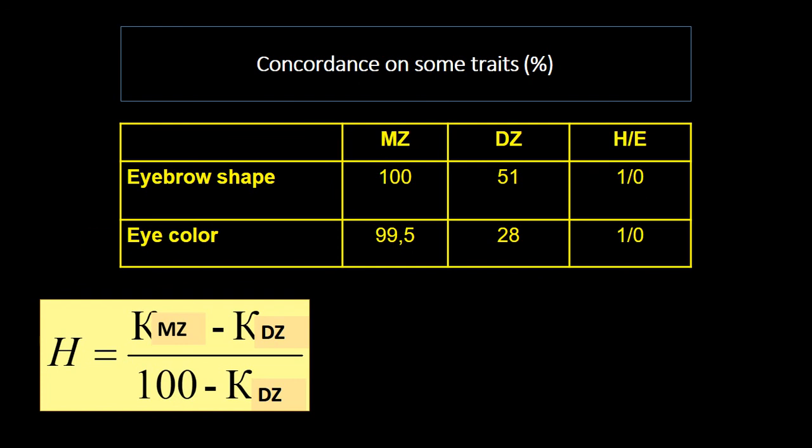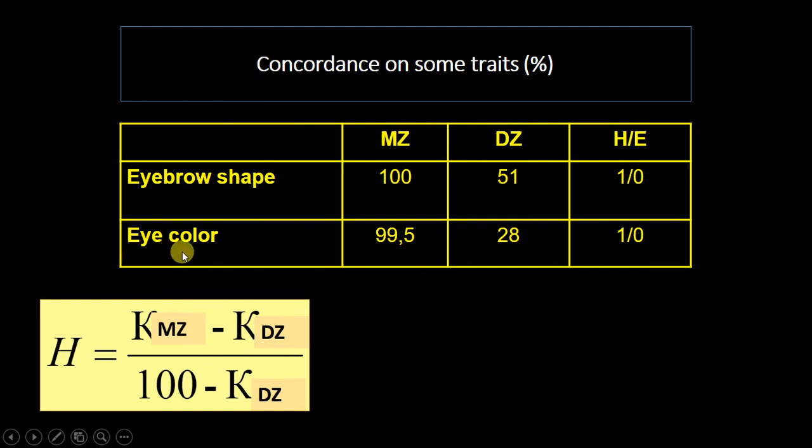The trait eyebrow shape. Concordance of the monozygotic twins is 100%, of the dizygotic twins 51%, and if we put these numbers in the formula, we get that the coefficient H equals 1, and it means that the trait eyebrow shape depends only on heredity. No environmental factors can influence this trait.